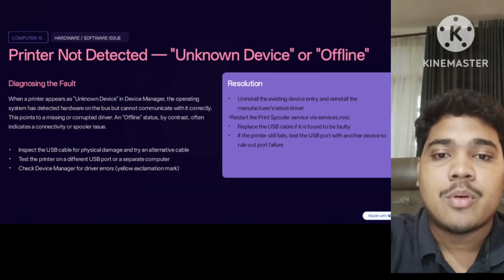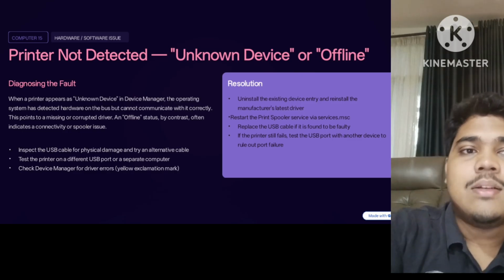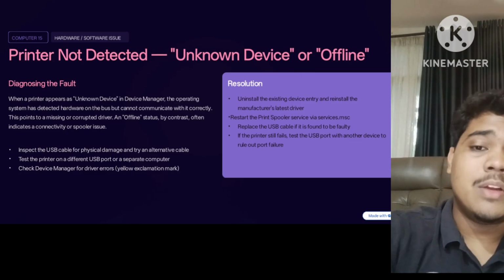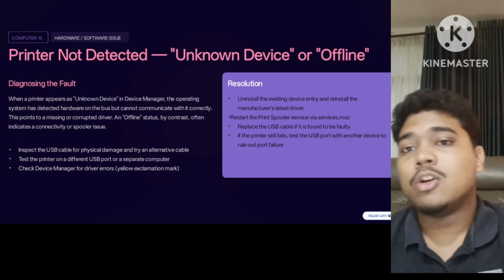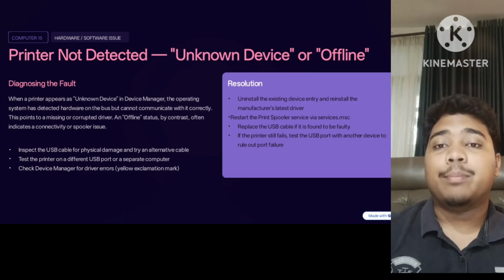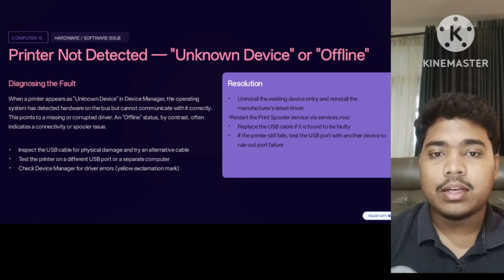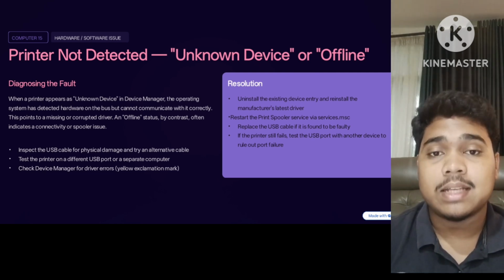Next, I will explain about problem 3, which is printer not detected on computer 15. So what's the problem in computer 15? The problem is computer 15 cannot detect the printer connected via USB. So our team has been given a task to find out the symptoms, that is task A.